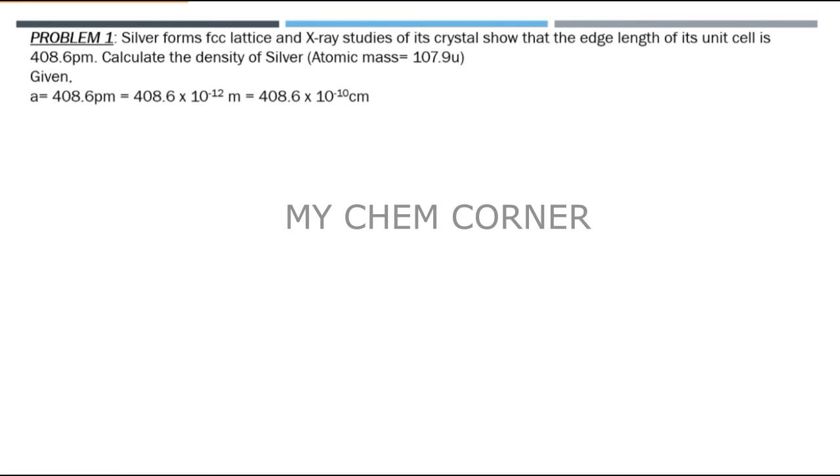Next, what is given to us in the question is the atomic mass of silver, 107.9 u.